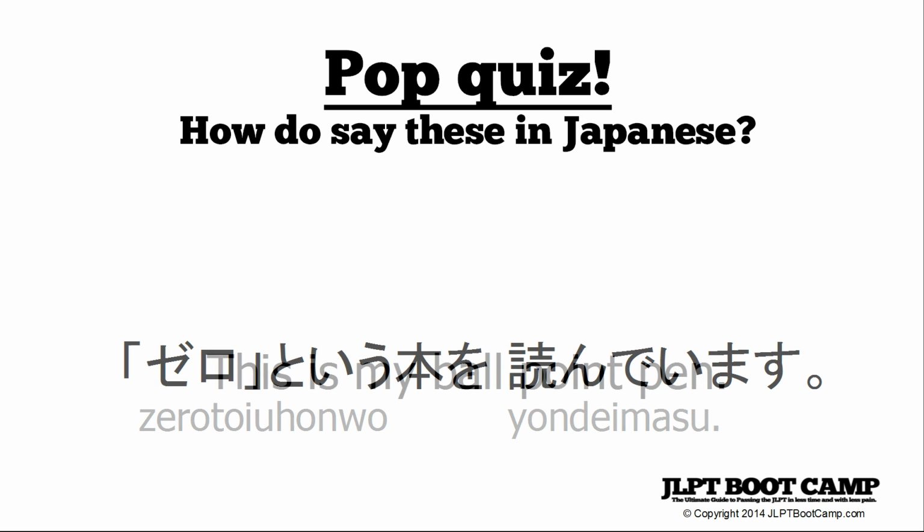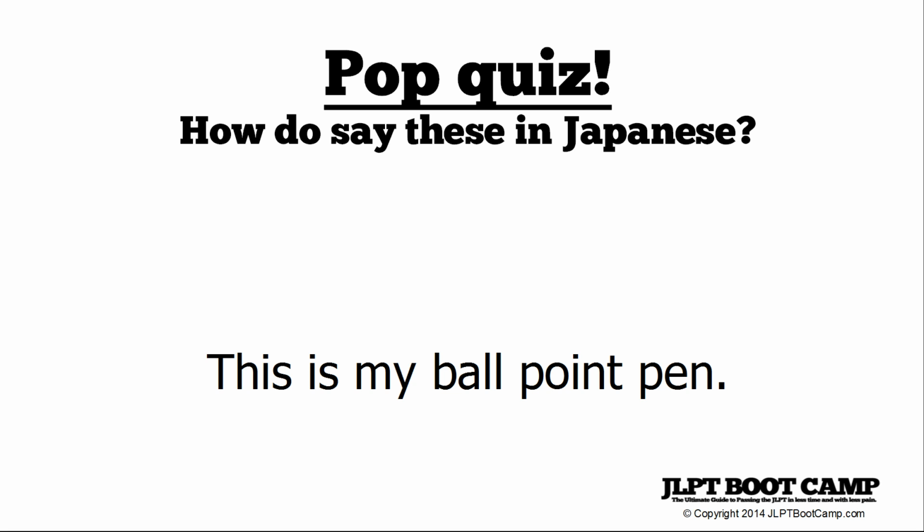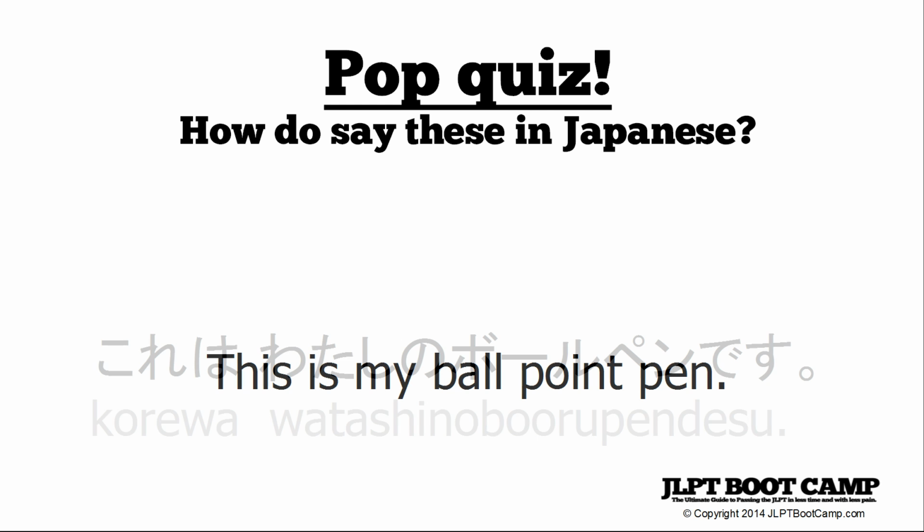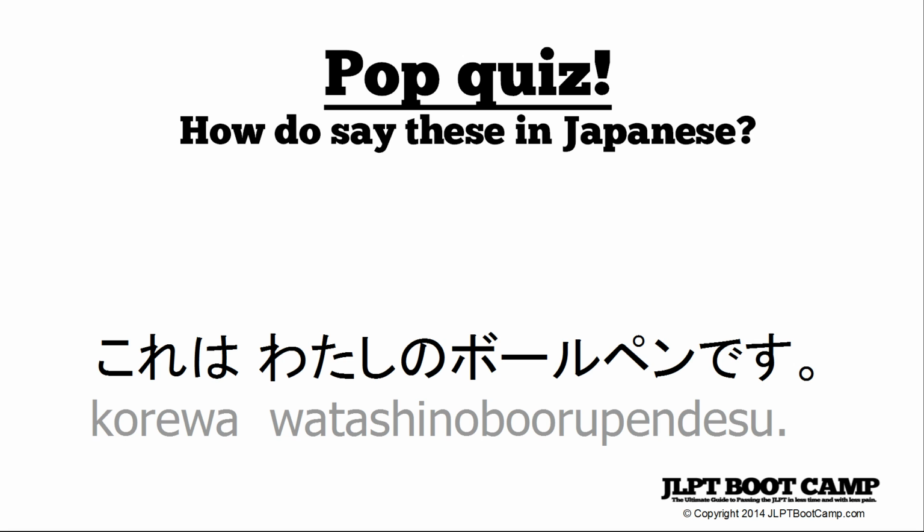Next sentence: This is my ballpoint pen. And in Japanese, that would be "kore wa watashi no boru pen desu." So kore is this, wa is marking the topic, so we're talking about this. Watashi no is mine. Watashi is I. No is the possessive. We're using it for possession here, the no particle. Boru pen is ball pen, and desu is the polite copula at the end there.